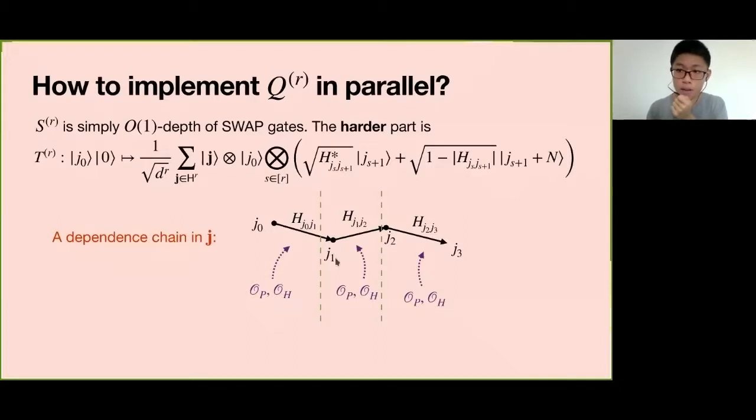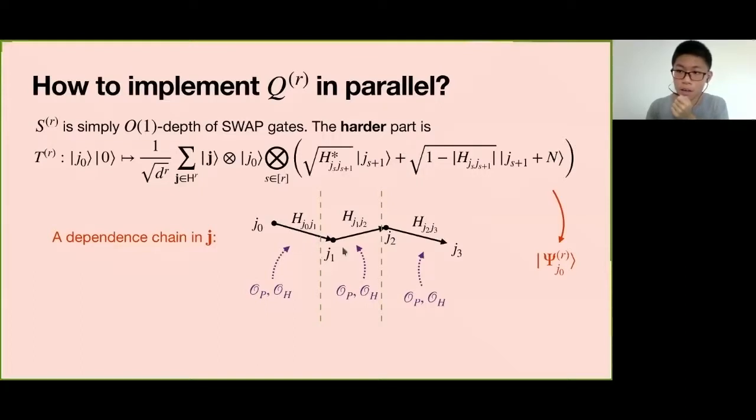Now, if you have J1, then again, for the second step of the walk, you need to obtain J2. And this requires, again, a call to the oracle O_P. And for the weight, you need to call O_H. And split by the green line, the different calls to O_P and O_H are actually related. That means the second call to this oracle actually depends on the first call to this oracle. Now our goal is to split this dependent string to make it implementable in parallel. Let's denote the target state as this psi.